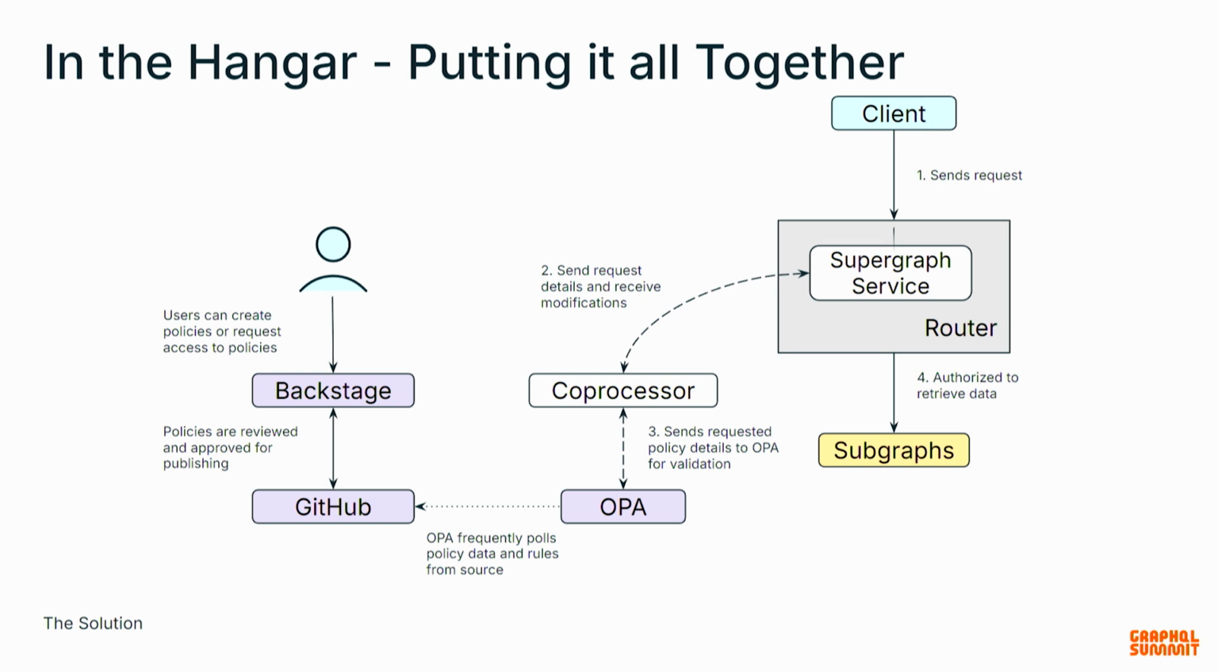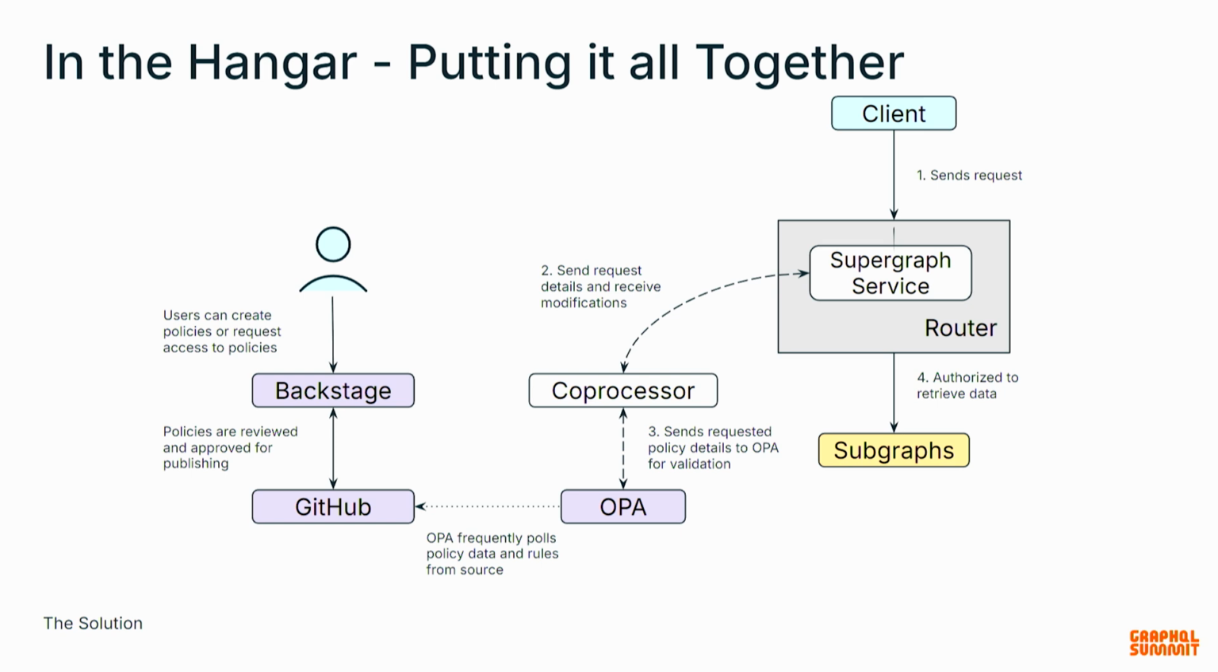For OPA, we have one configuration to poll GitHub at each defined interval. In our case, we are polling GitHub every 10 minutes. On the left side, you can see that the client or the subgraph owner can use our custom plugin, which we developed using our Backstage portal. They can use that to create a new policy and also get access to an existing policy. Whenever they use our plugin, the changes will happen in GitHub.